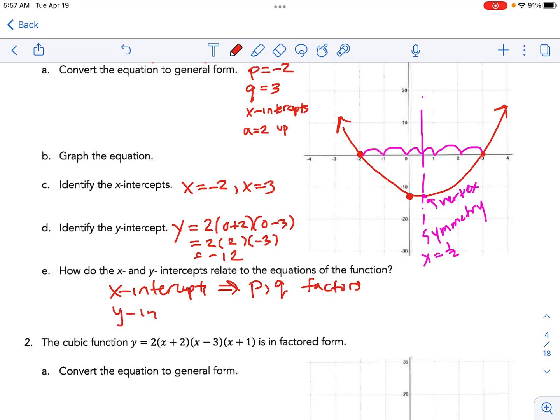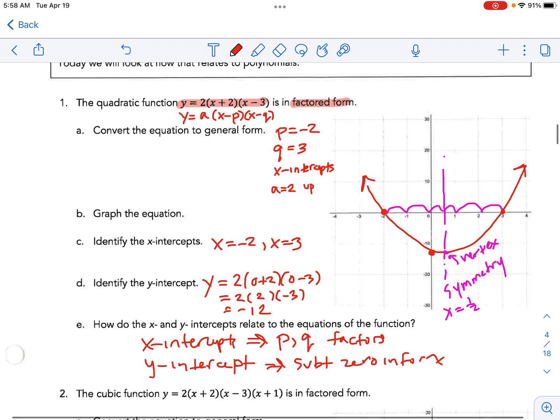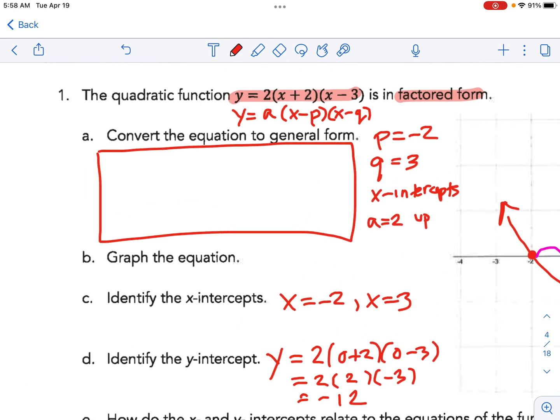and the y-intercept is when we substitute 0 in for x. You notice that we were able to do all of this without converting it to general form. And that's true with getting a sketch.